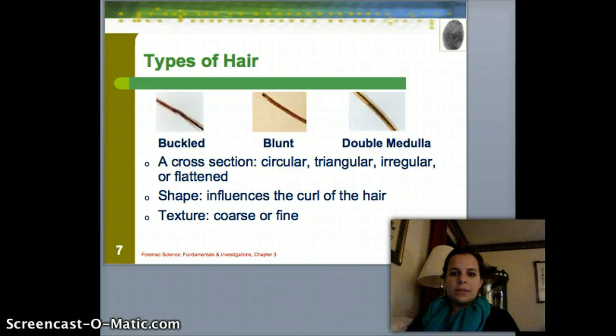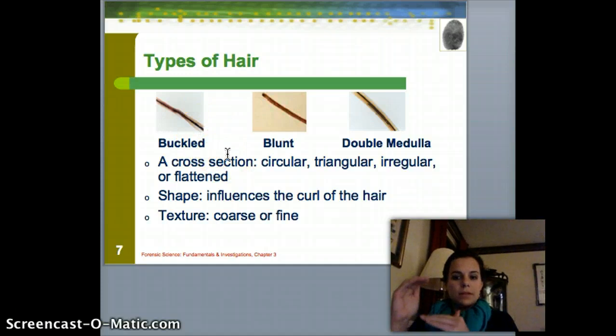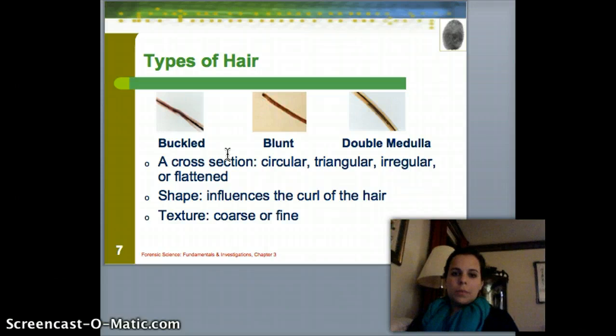And here's some different types of hair. So you can have buckled hair, where the hair looks like it kind of has a split in the middle, so it's like this. Blunt hair, and a double medulla, where you actually see two different medullas in the same hair.